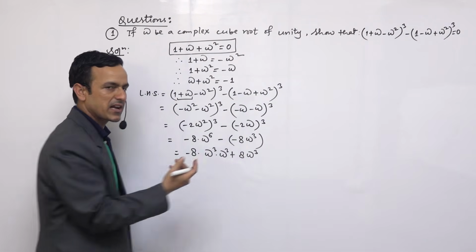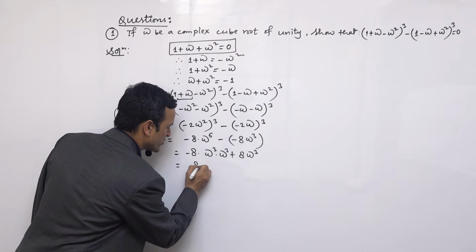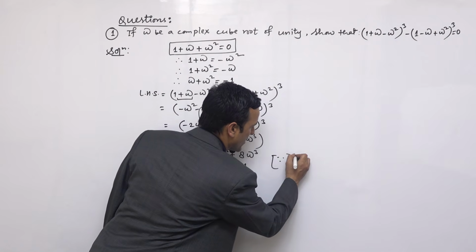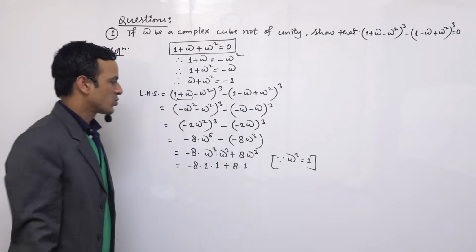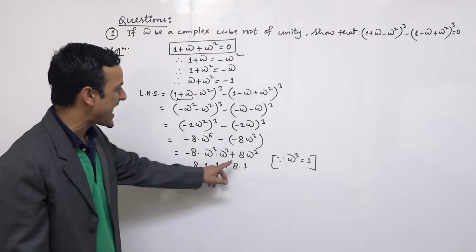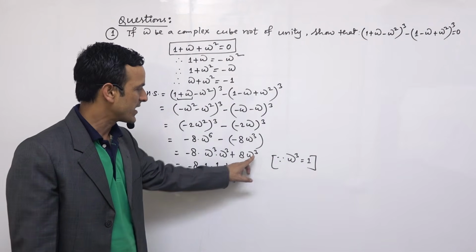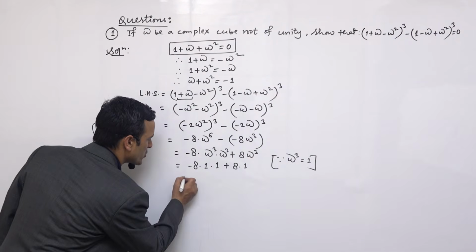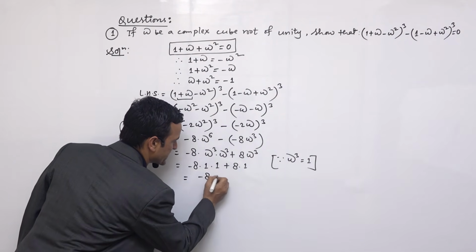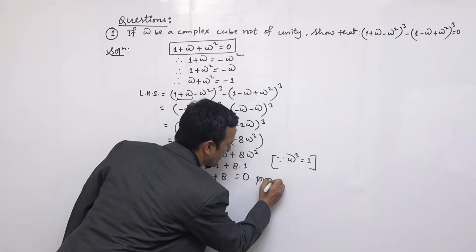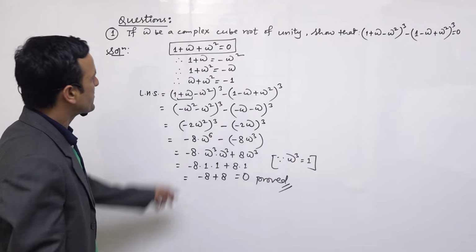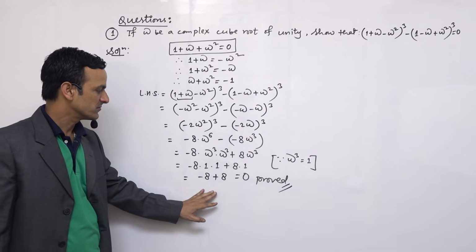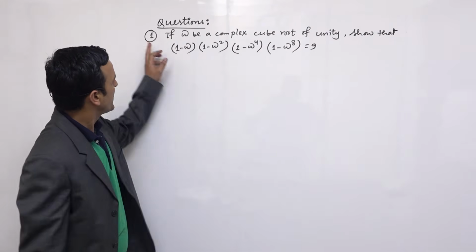So omega 6 means omega cube into omega cube, and as you know, omega cube means 1, so write down 1 because we have the formula omega cube means 1. So in this step we can see that omega cube means 1. Omega cube is replaced by 1 because this is the property of the complex cube root of unity. So minus 8 plus 8. So it is minus 8, it is plus 8, this means 0. Proved. So in this way, after using this formula and this formula, we can deduce the result. Okay, we have another question.